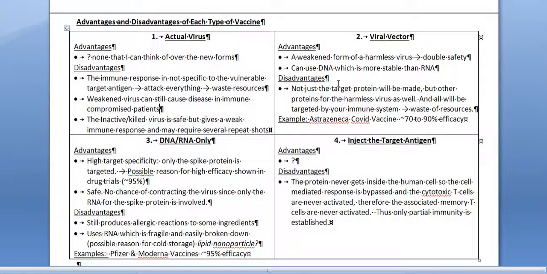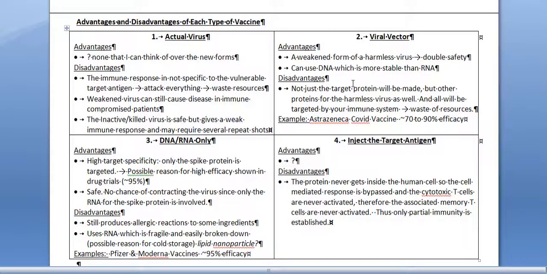Disadvantages of the viral vector: you're not just making a target protein. You're making a whole bunch of other stuff, so you're wasting resources. An example is the AstraZeneca COVID vaccine, which uses a chimpanzee adenovirus, I believe, like a flu virus for chimpanzees, which is harmless to humans. Humans cannot get this. Plus, it's a weakened form of that, so it's double safe. It's a weakened form of a harmless virus, in this case a chimpanzee flu virus that humans can't get.